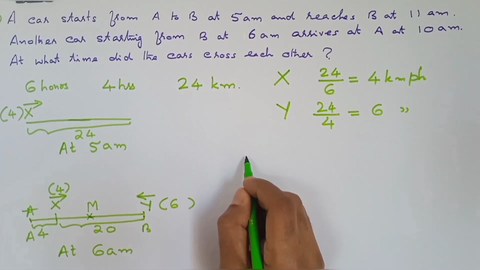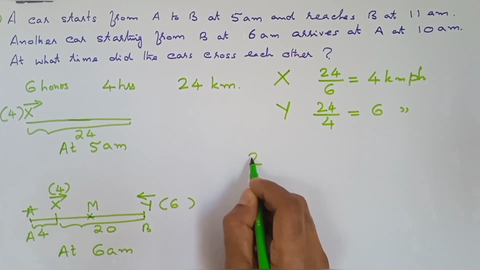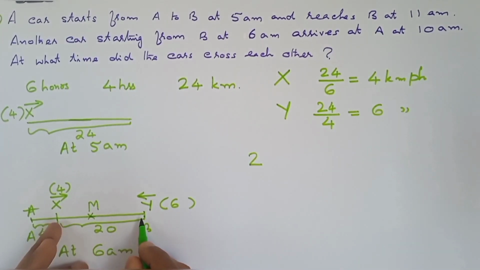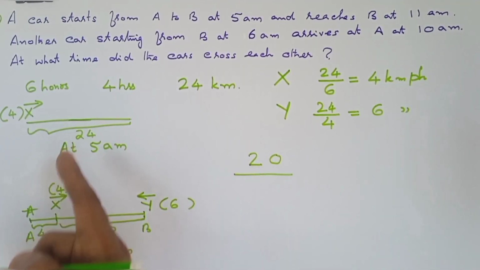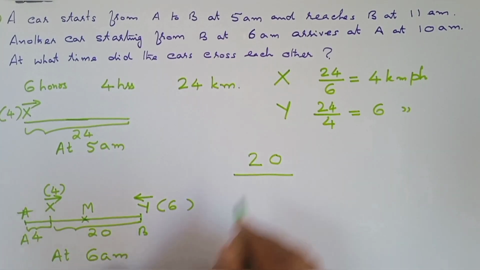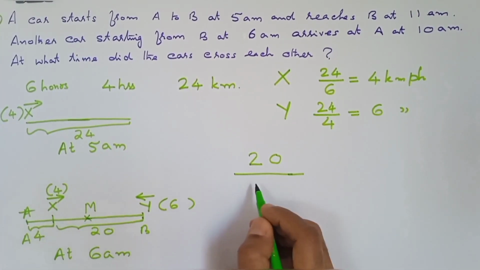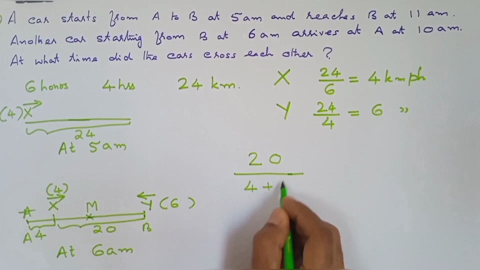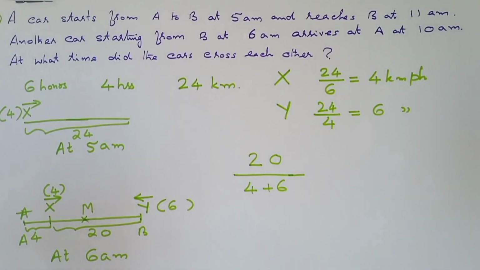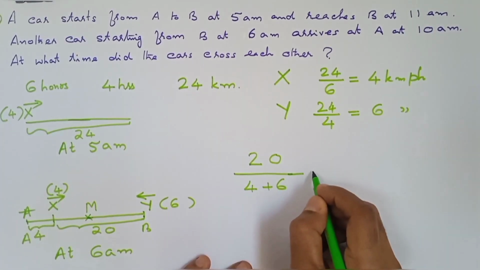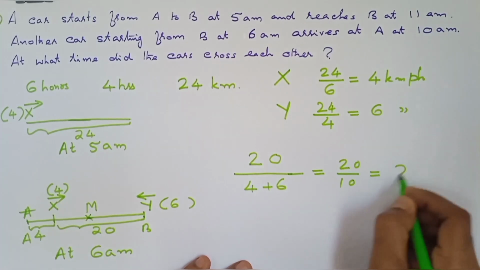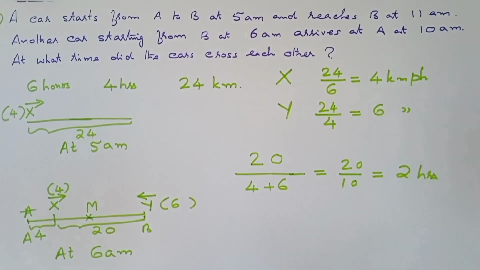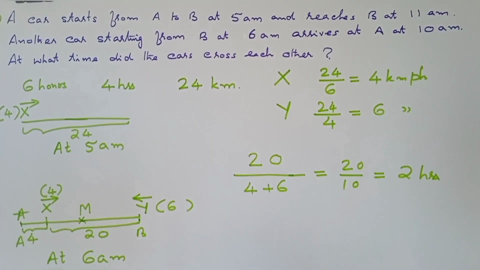Now, what do you do in such problems? You look at the initial distance, or rather the distance when they have started moving towards each other at the same time, which is 20 kilometers. It's not 24, it's 20 kilometers. Now you divide that by the sum of their speeds, which is 4 plus 6. This is the relative speed, because the cars are moving in opposite directions. And this will work out to 20 by 10, and that's 2 hours. So the cars are meeting after 2 hours.